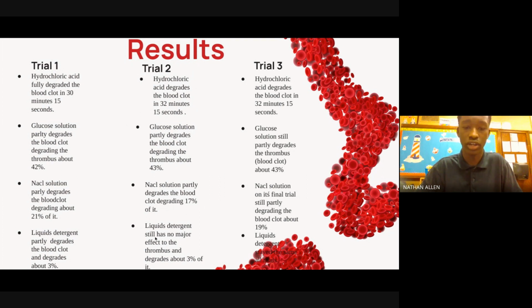Liquid detergent still has no major effect on the thrombus and degrades about 3% of it. For my trial 3, hydrochloric acid most effectively still degrades the blood clot in 32 minutes and 15 seconds. The glucose solution still partially degrades the thrombus, only degrading about 43% of it. The NaCl solution on its final trial still partially degrades the blood clot about 19%. And the liquid detergent stayed constant all 3 trials.